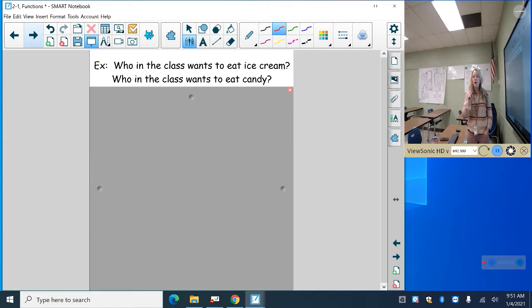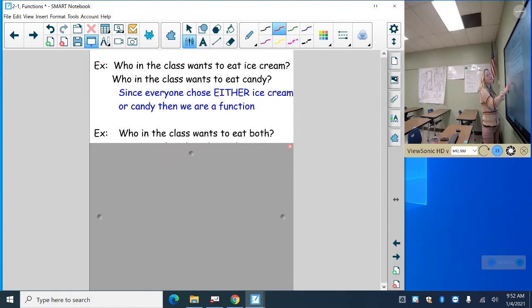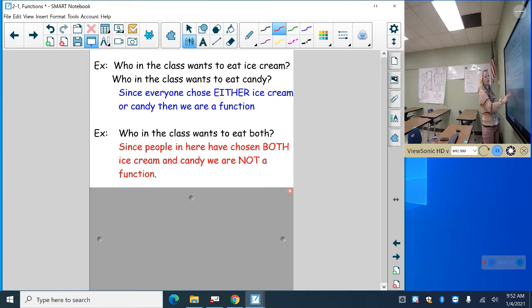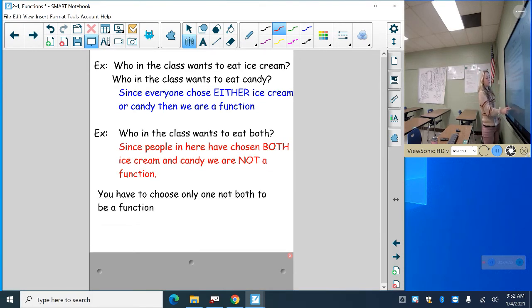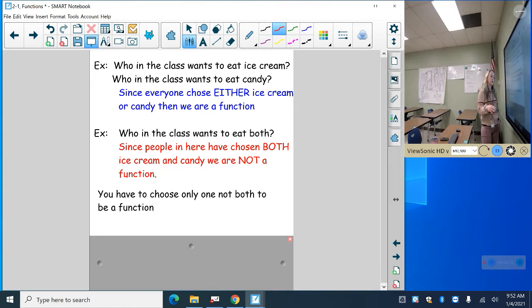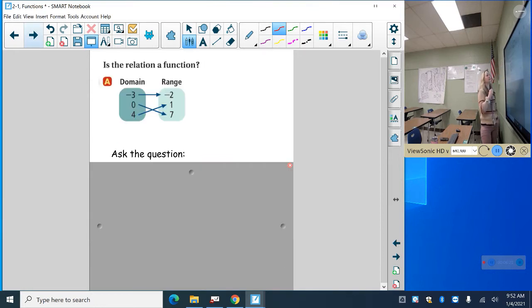However, if one person in this class, let's just pretend I have a classroom full of kids, if one person chooses candy and ice cream, they throw some candy on top of their ice cream, our class is no longer a function. If we have one or the other, we are a function. As soon as somebody takes some candy and throws it on their ice cream, we are no longer a function. So who in the class wants to eat both? Since people are here, we chose both. You have to choose only one, not both, to be a function. And we'll do an example.